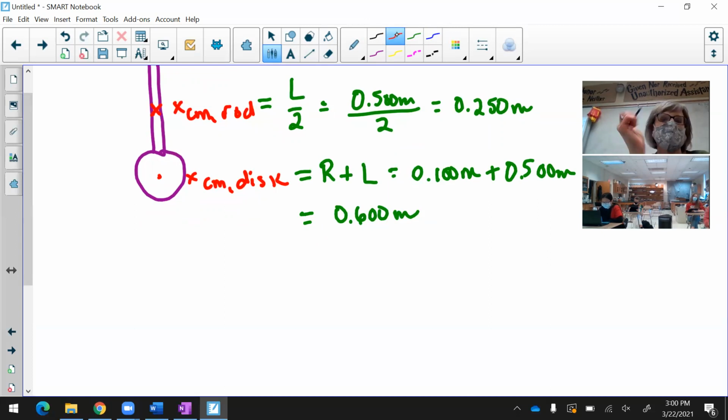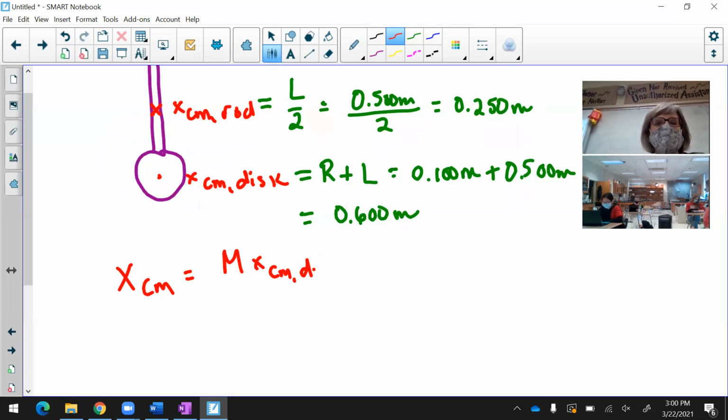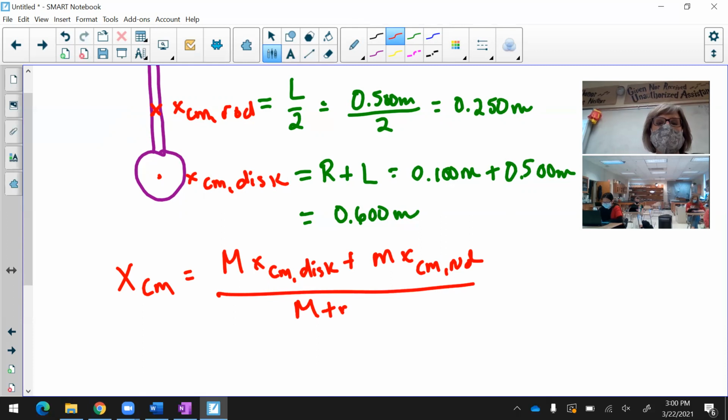So we good? To find that center of mass, it's going to be the mass of the disk times x center of mass disk plus the mass of the rod times x center of mass rod, all over big M plus little m. So if we plug all that stuff in, what do we get?